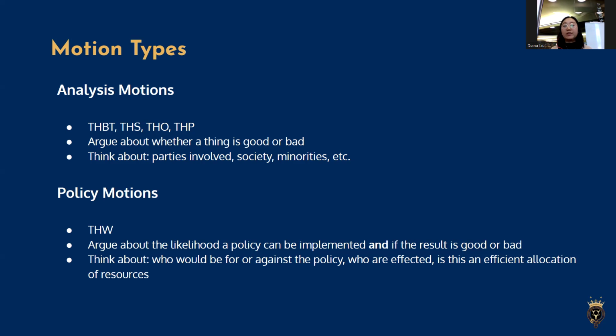So for example, "this house would construct low-income housing." You could consider who would be for or against the construction of low-income housing. Maybe existing property owners would think that their property value will go down and therefore they'll be very opposed, or people who require low-income housing would definitely be for this policy. And you can talk about how much political power each of these groups have, in order to justify why this policy would or would not be implemented.